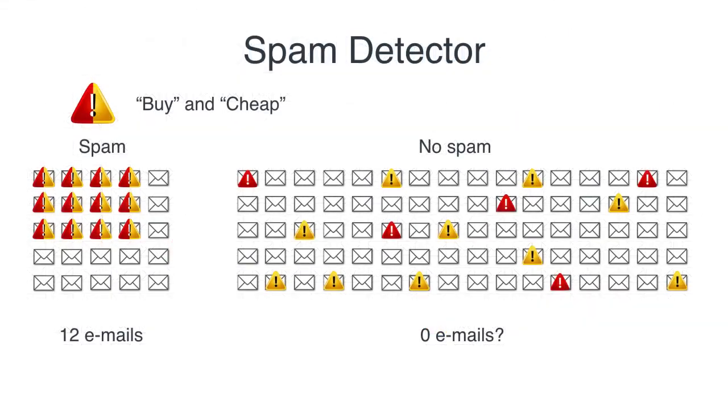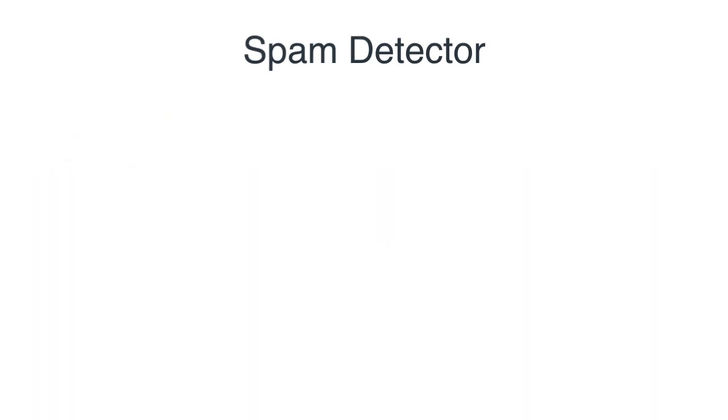So let's think. We have this situation. What would you do if you have this situation? You have to sort of imagine how many emails would contain the words buy and cheap. So what we're going to do is try to guess the number. Try to come up with a sensible amount of emails that would contain the words buy and cheap, even if we found none.